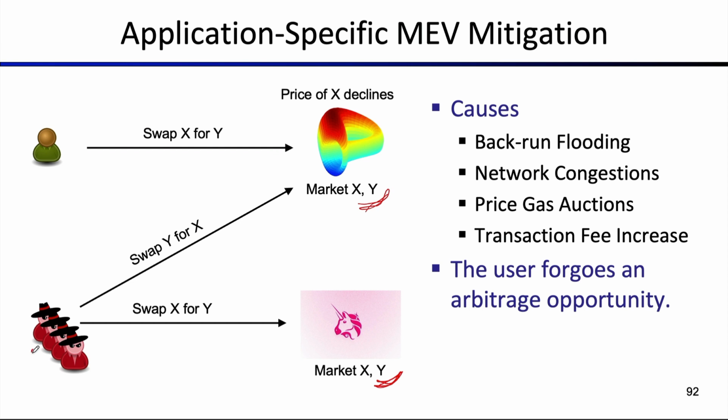And if there are multiple adversaries or arbitrage entities performing this synchronization, then there's certainly an overhead in terms of network congestion, right? We have observed background flooding on the network layer, we have observed priority gas auctions, and overall the transaction fees get increased for the users. And moreover, the user forgoes an arbitrage opportunity, right?